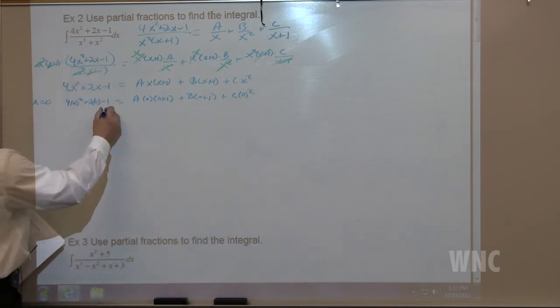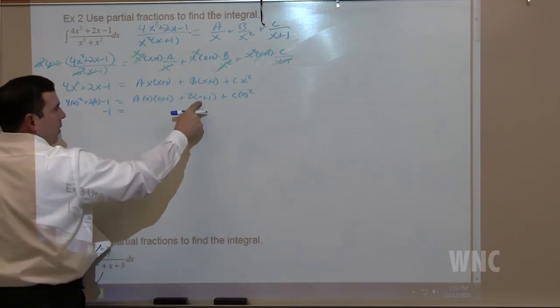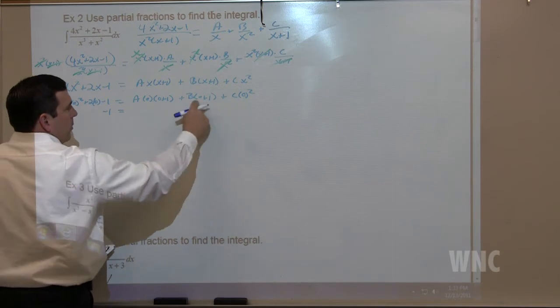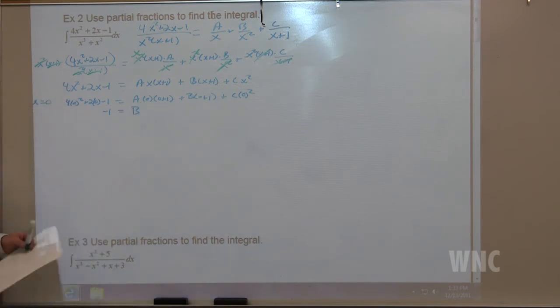So on the left side I'll have a negative 1. On the right side, the A term is 0, and the C term is 0. This is 1, and 1 times B is B. So negative 1 equals B. Hey, B is negative 1. We found one of them.